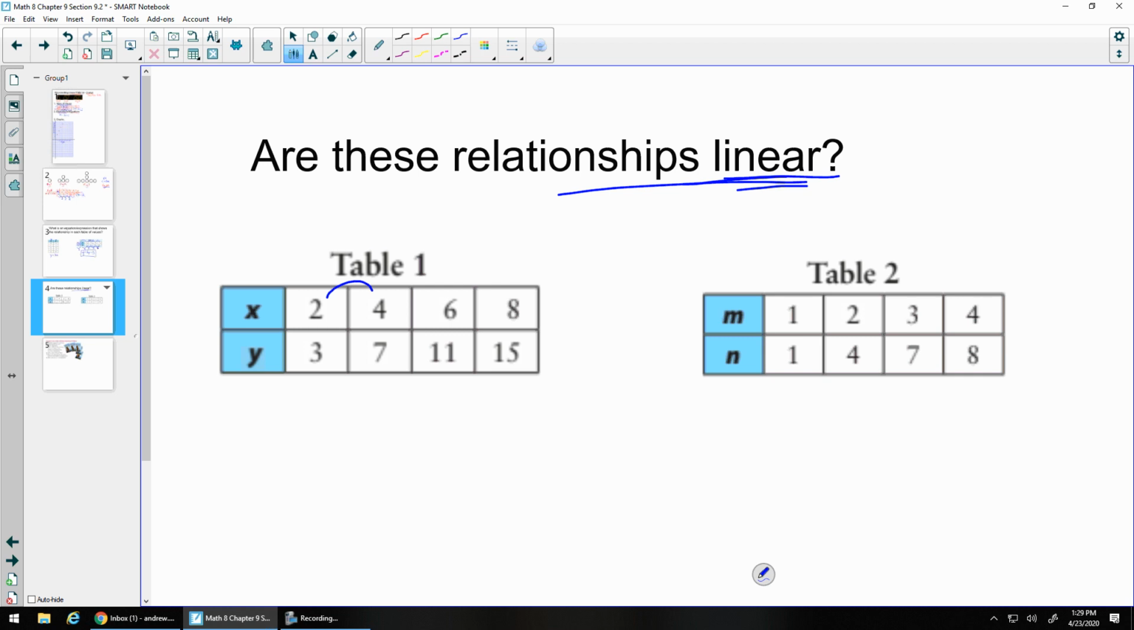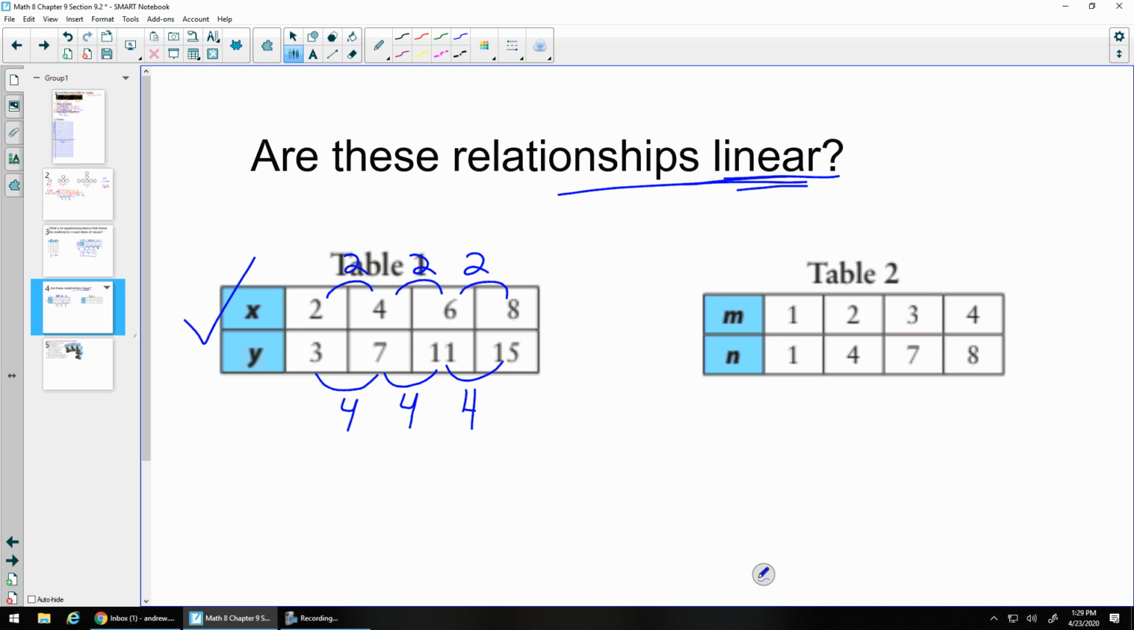So x is going up by 2, by 2, by 2 every time. Adds 2, adds 2, adds 2. Is my y value also going up a consistent amount? It doesn't have to be going up by the same amount. 3 to 7 is 4. 7 to 11 is 4. 11 to 15 is 4. Okay, so my x values are going up by a consistent amount each time. My y values are going up by the same amount each time. So yes, this table shows a linear relationship.